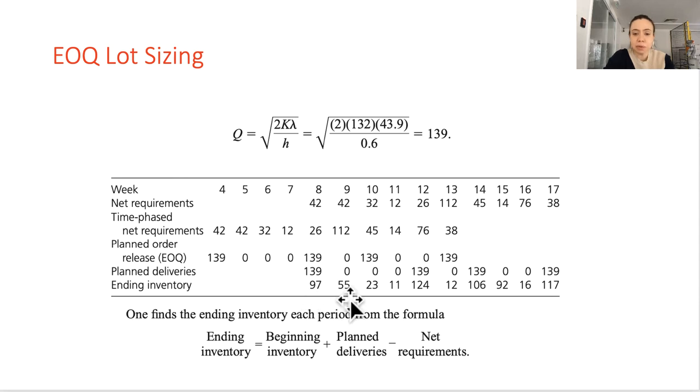And for the next period, we do not have any plant delivery, but we have beginning inventory as 97, and we subtract the net requirement 42 from 97 and obtain the ending inventory as 55. And we do the same operation for all of the periods and obtain the ending inventories. These ending inventories are important for us to calculate the total holding cost of the system. Now let's check the total cost if we apply this EOQ lot sizing.